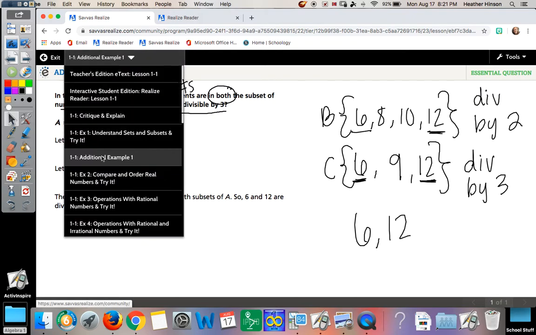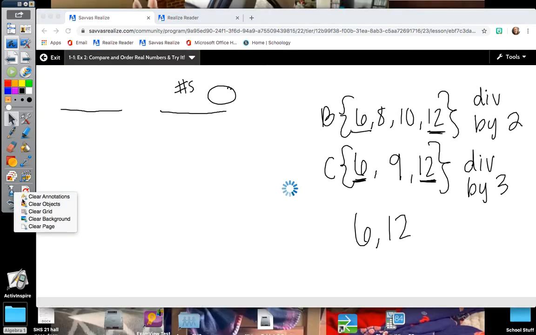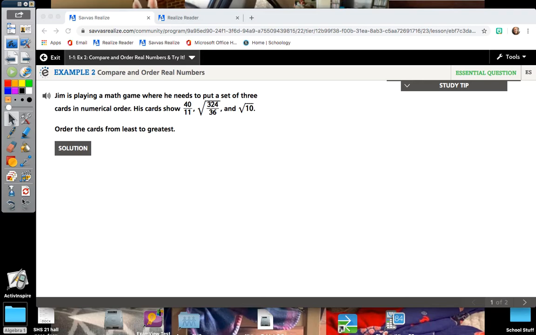Okay, on to example 2. Example 2, we're going to compare our real numbers, our rational numbers, and irrational numbers. This comes straight out of your book. Jim is playing a math game where he needs to put a set of 3 cards in numerical order, and these are his cards, and we need to order them from least to greatest.